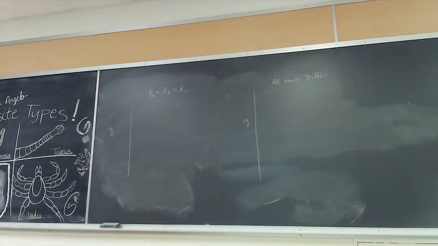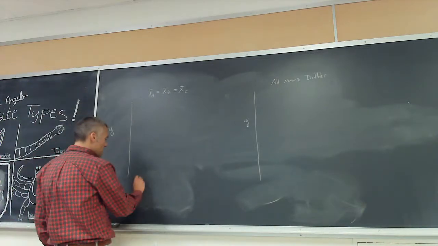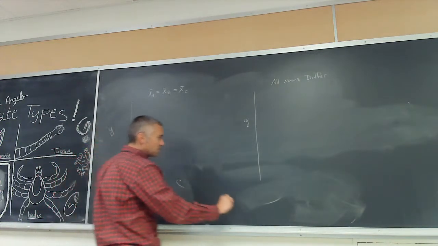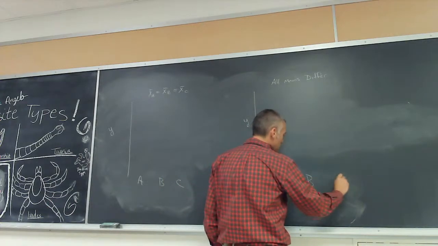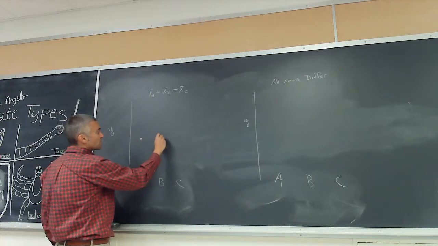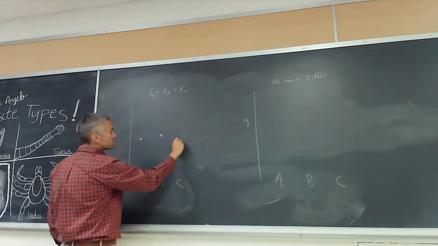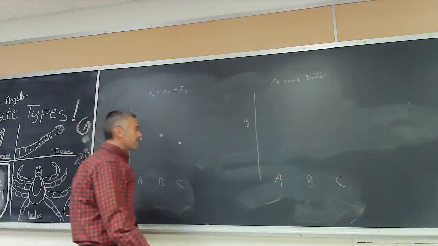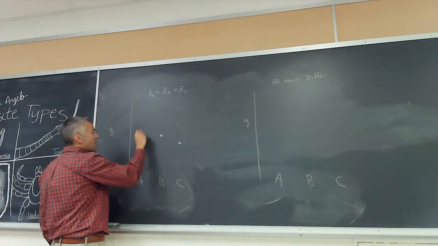Just want to make sure we can see it. Yeah, we can see it. All right, so we've got all means different. We're going to start off with our A, our B, our C. And we're going to say the average of A looks right there, the average of B is right there, the average of C is right there. All right, and we're going to add some error.